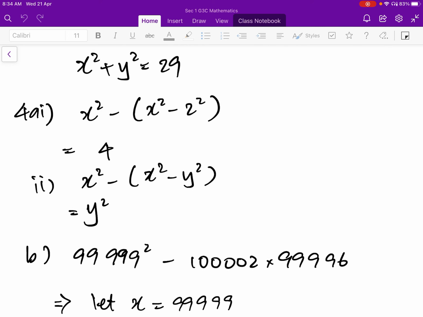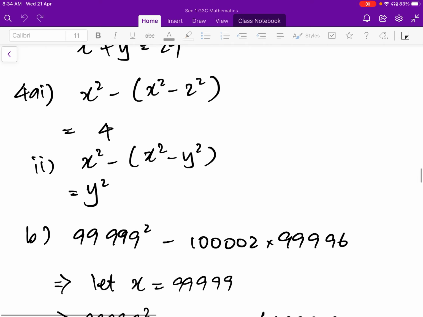So you expand this bracket. Negative x squared. x squared minus x squared disappear. Negative times negative 2 squared, you get 4. Positive 4. And then in part 2, it's actually the same thing. x squared minus y squared. So we recognize that x plus y, x minus y is our x squared minus y squared. So that makes our job a lot more simpler.